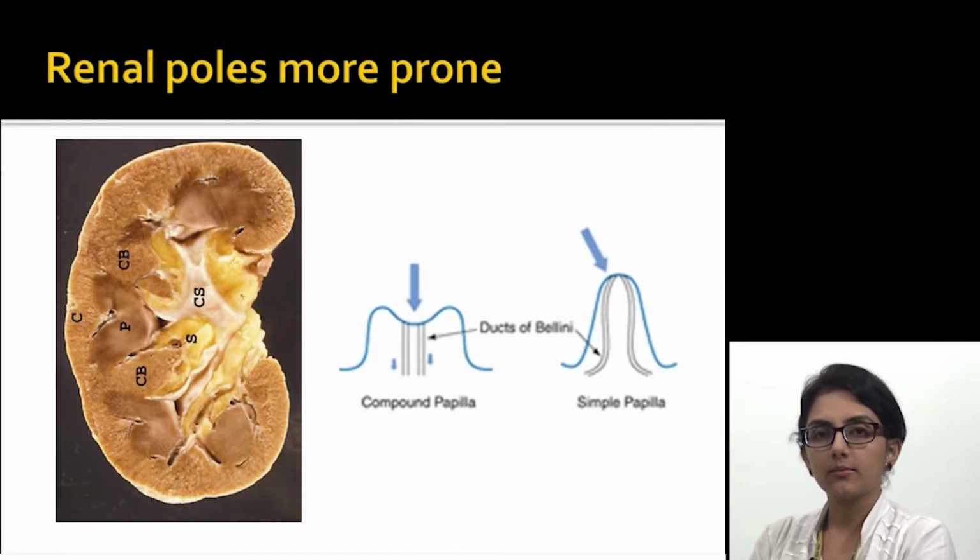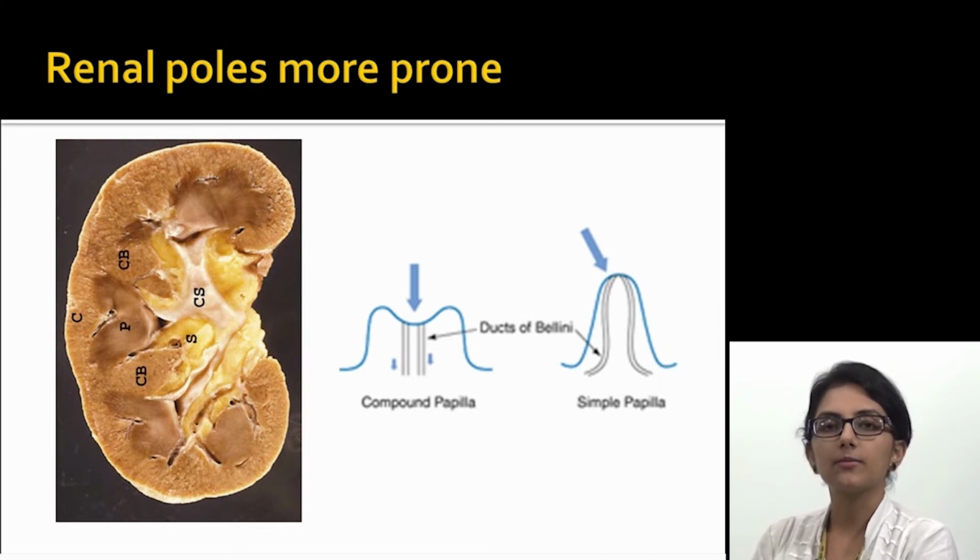So why are the renal poles more prone to both reflux and therefore pyelonephritis? This is related to the development and the embryology of the kidney. In humans also, the kidney starts as a multipapillary kidney, and then fusion of the multiple papillae occur to form what we recognize as the adult human kidney. This fusion tends to occur more at the poles, both the upper and the lower pole.